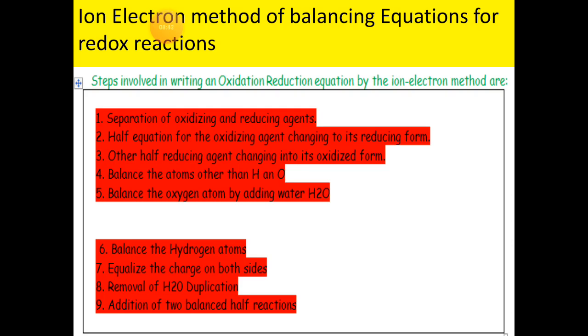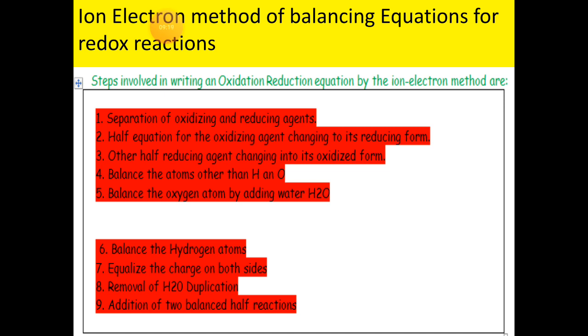So here are some of the steps involved in writing an oxidation reduction equation by the ion electron method. Let me discuss them. Number 1, first of all, we need to separate the oxidizing and the reducing agents. Step number 2, let's jot down one half equation for the oxidizing agent changing into its reduced form. Similarly, write down the other half of the equation showing the reducing agent changing into its oxidized form. Then comes balancing the atoms other than hydrogen and oxygen.